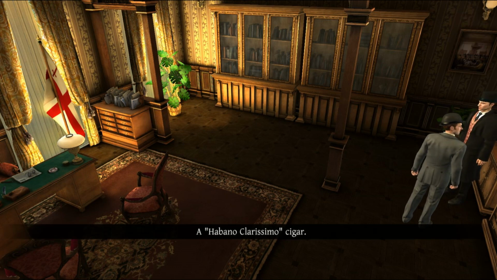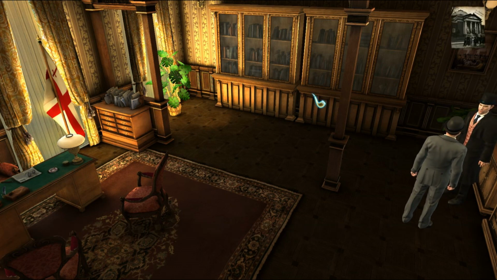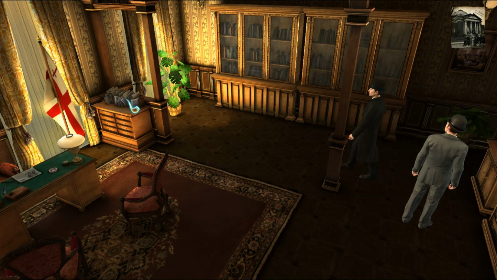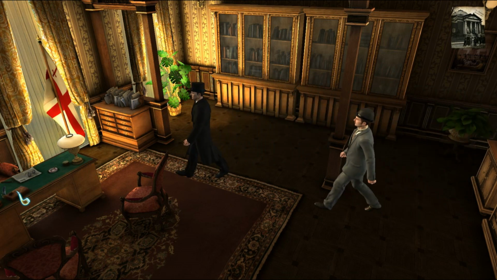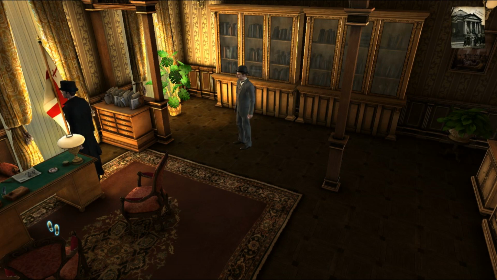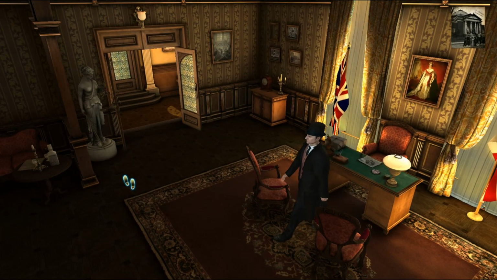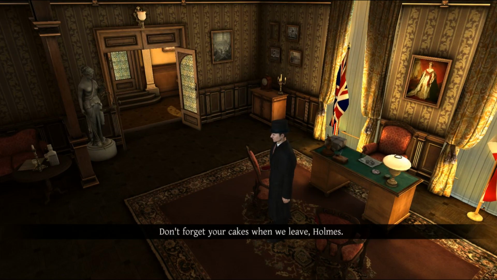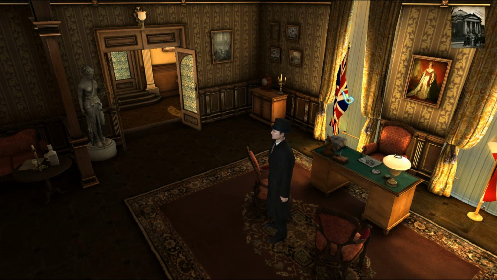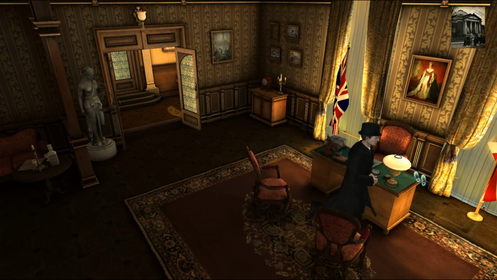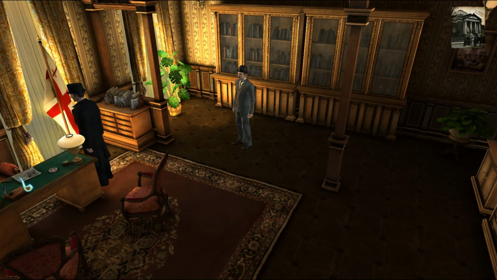A Habano Clarissimo cigar. It's amazing you can see it from that distance, Holmes. Don't forget your cakes when we leave, Holmes. Of course, Watson. I wouldn't be surprised if forgetting them would be the point. I can't actually look around that side.